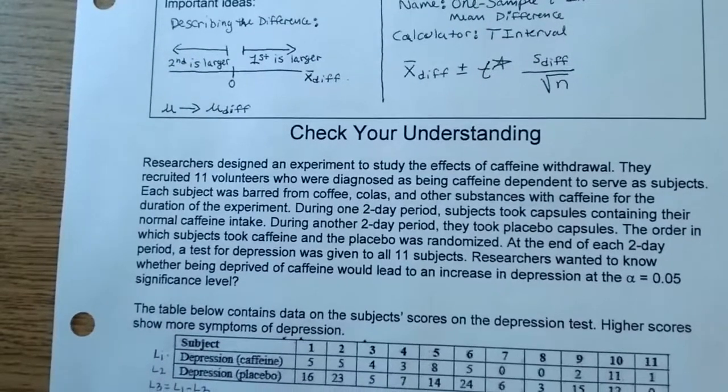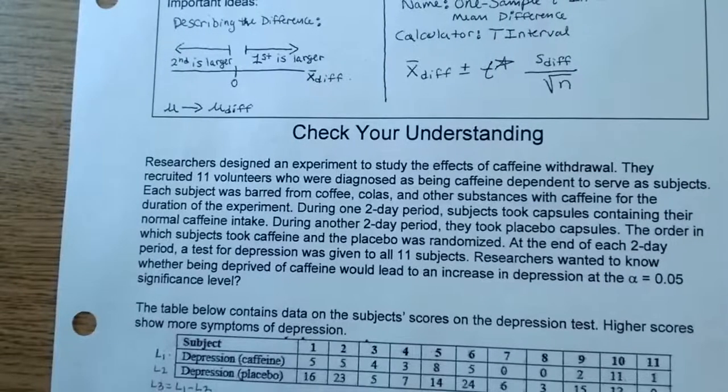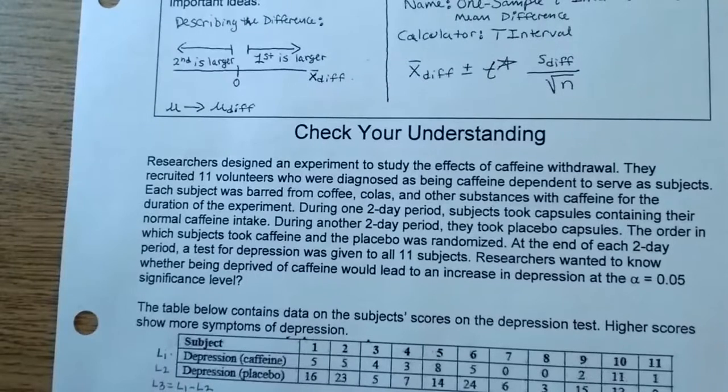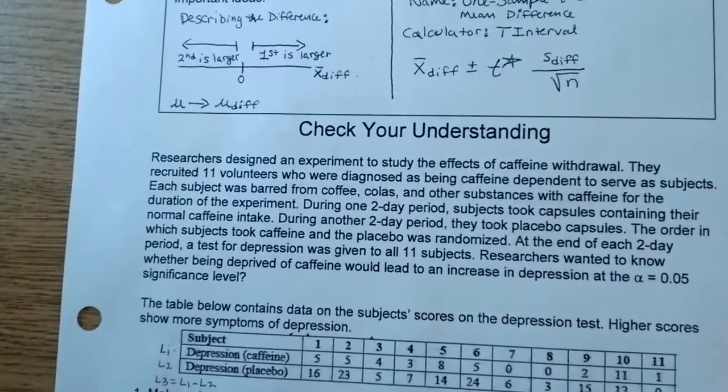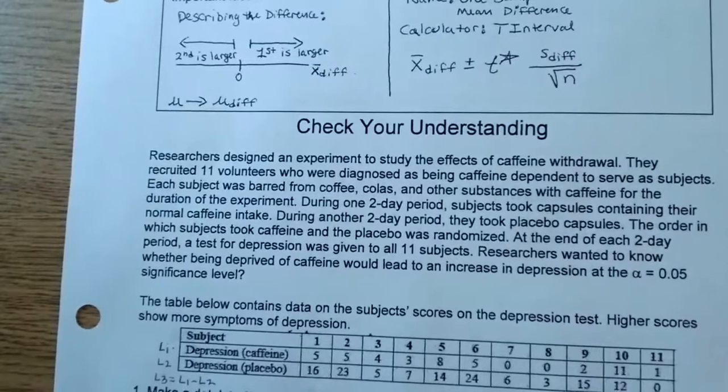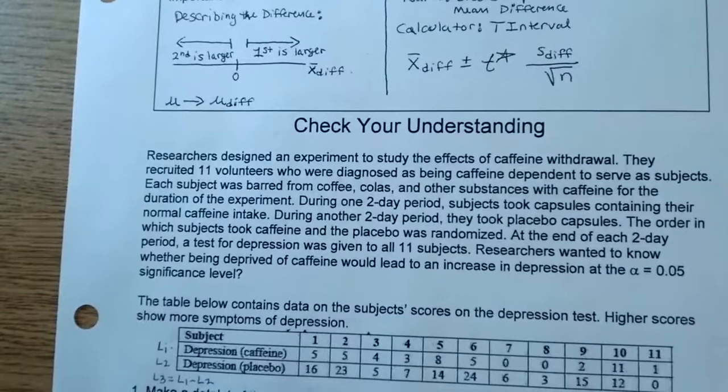So researchers designed an experiment to study the effects of caffeine withdrawal. They recruited 11 volunteers who were diagnosed as being caffeine dependent to serve as subjects. Each subject was barred from colas, and other substances with caffeine for the duration of the experiment. During a 2-day period, subjects took capsules containing their normal caffeine intake. During another 2-day period, they took placebo capsules.